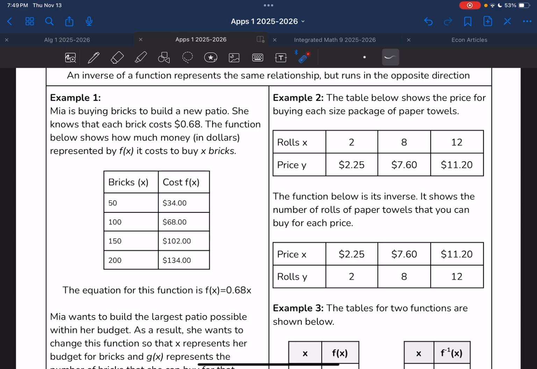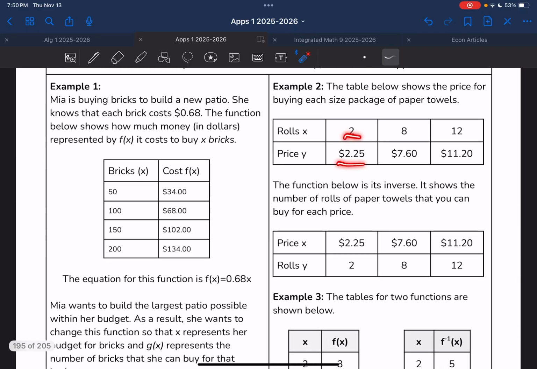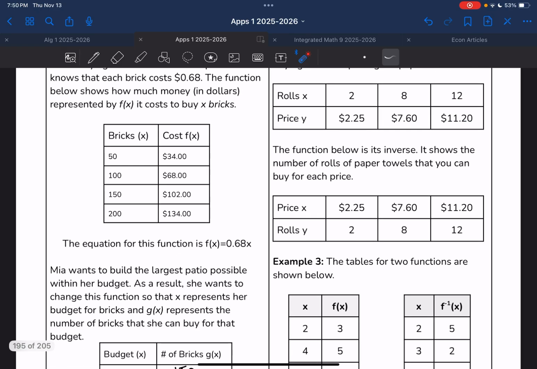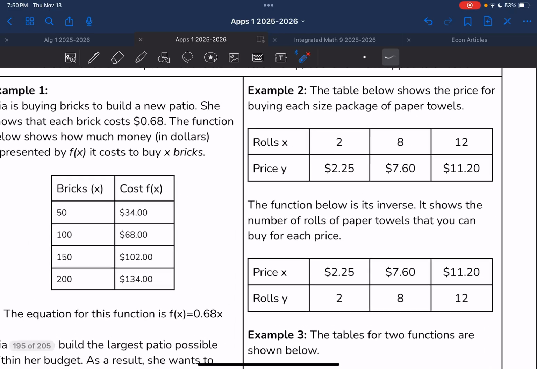So the table below shows the price for buying each size package of paper towels. So if you buy 2 paper towels, it's $2.25, 8, 7.60, 12, it's 11.20. And this function is the inverse, right? Rather than taking rolls as an input, now you take price as an input and you say how many can you buy for that. And what do you notice about these two functions, right?